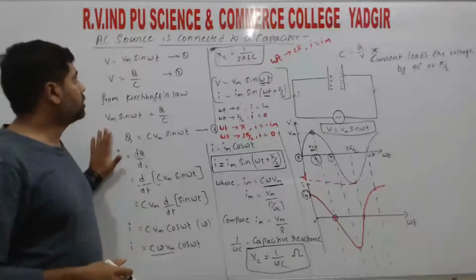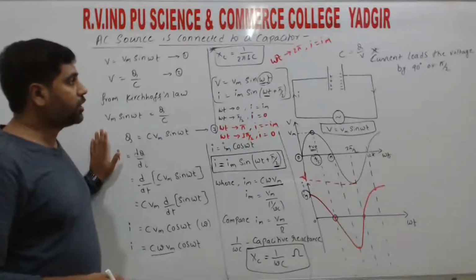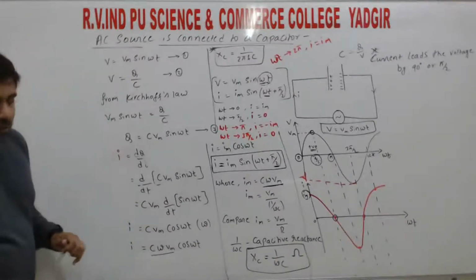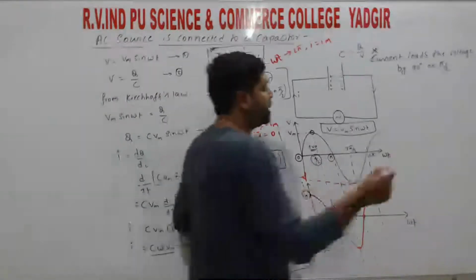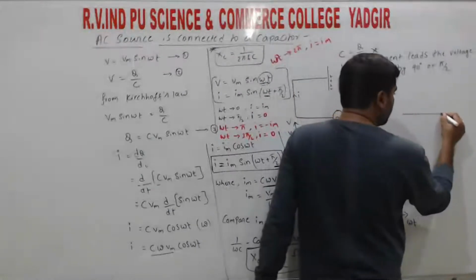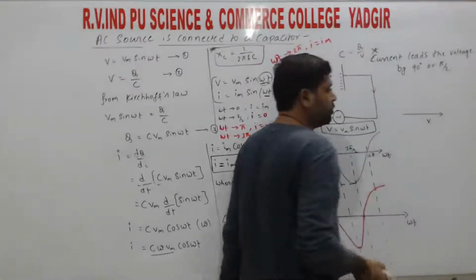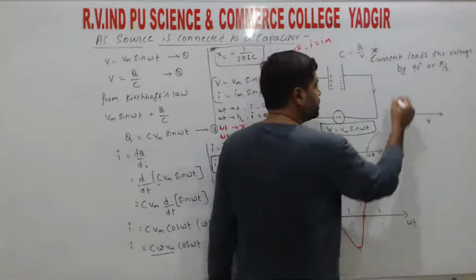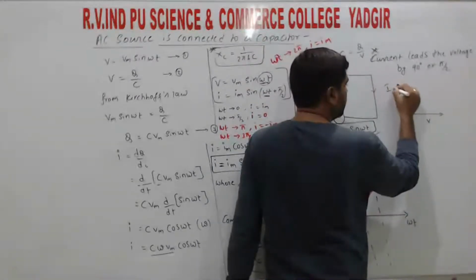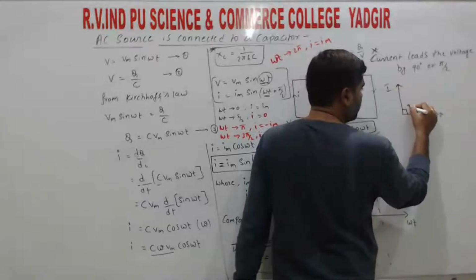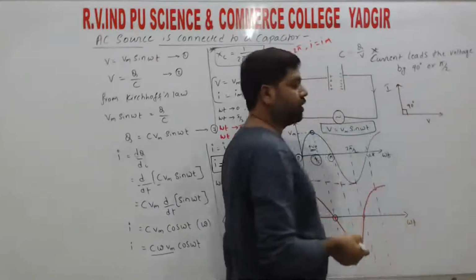So this is about the AC source when connected to the capacitor, right? So by using this we can write like this, right? So this is the voltage V, right? So current is ahead by 90 degree. So this is what that is the 90 degree.